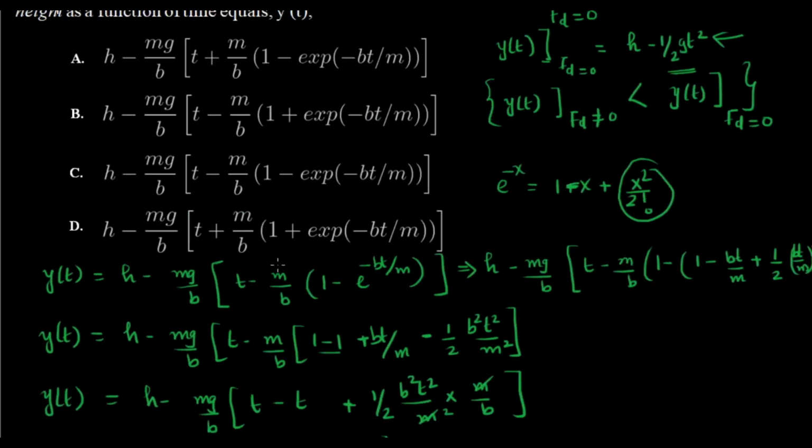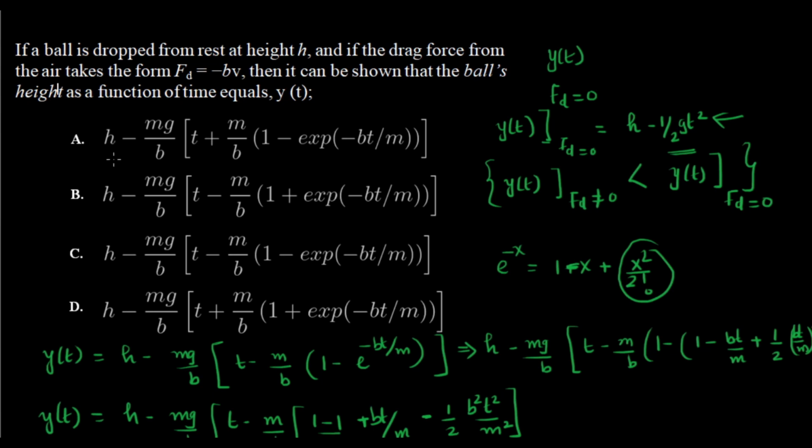So if you expand the other options also, you won't get this h minus half g t squared for this approximation. You can just check it yourself. So in this case, the option is option C. If you are expanding the exponential using Taylor series, then these questions will take around 2 minutes to solve. Otherwise, it will take around 5 to 10 minutes to solve this simple problem. So be careful using this method.